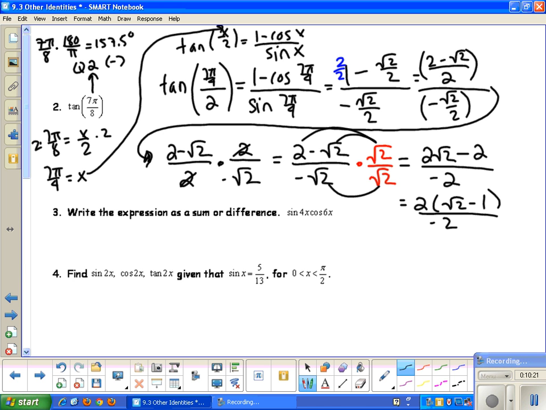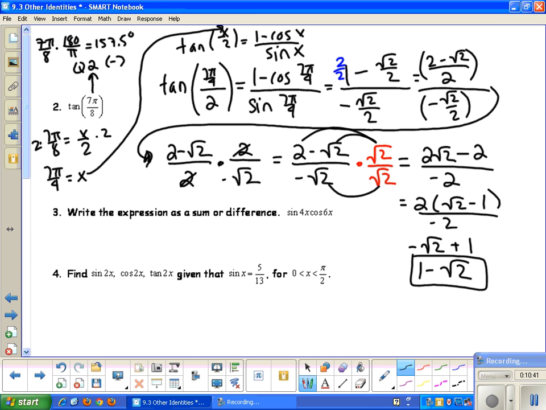And so when I do that, 2 divided by negative 2 is negative 1, so we get negative root 2 plus 1, or if we rewrite it, 1 minus root 2. And this would be my solution, and you can write that either way. Usually I like to write the positive number first. So that would be the exact value of the tangent of 7 pi over 8.